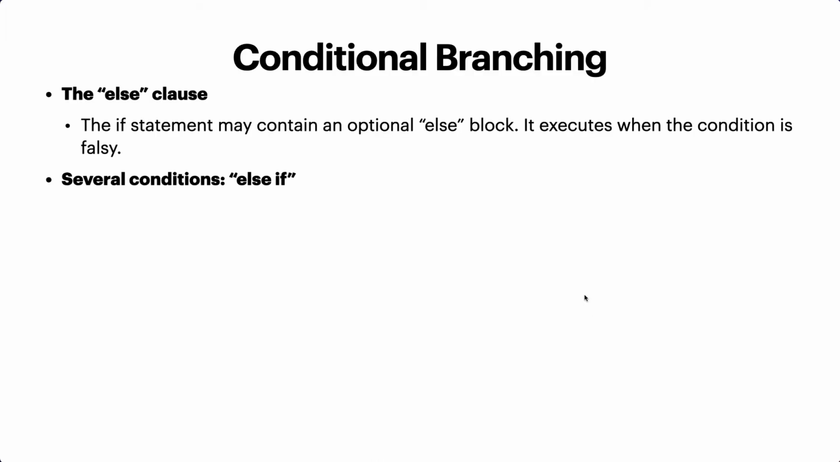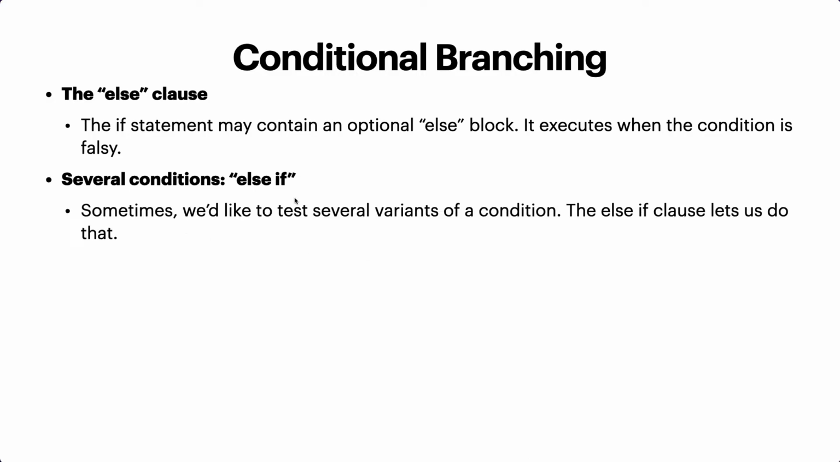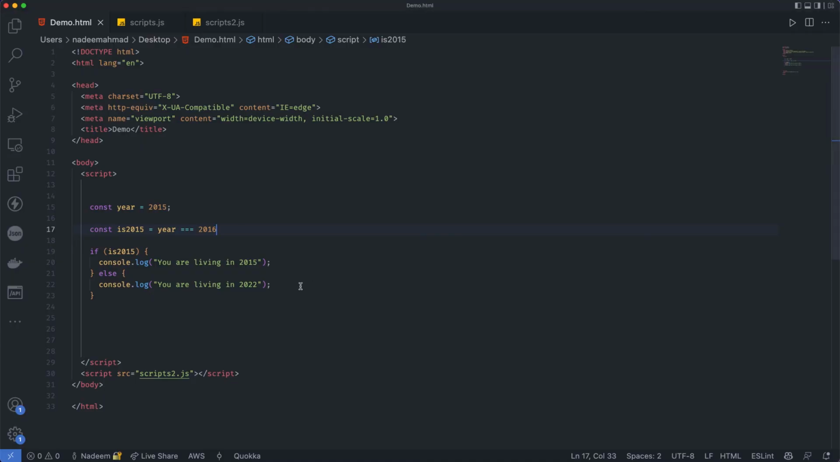We can also have several conditions using the else if block. Sometimes we would like to test several variants of a condition. The else if clause lets us do it. The final else is optional, but let's just see how it really works. For example, we're talking about the year 2015 over here, and we don't want to edit it yet, but we want to check for another condition.